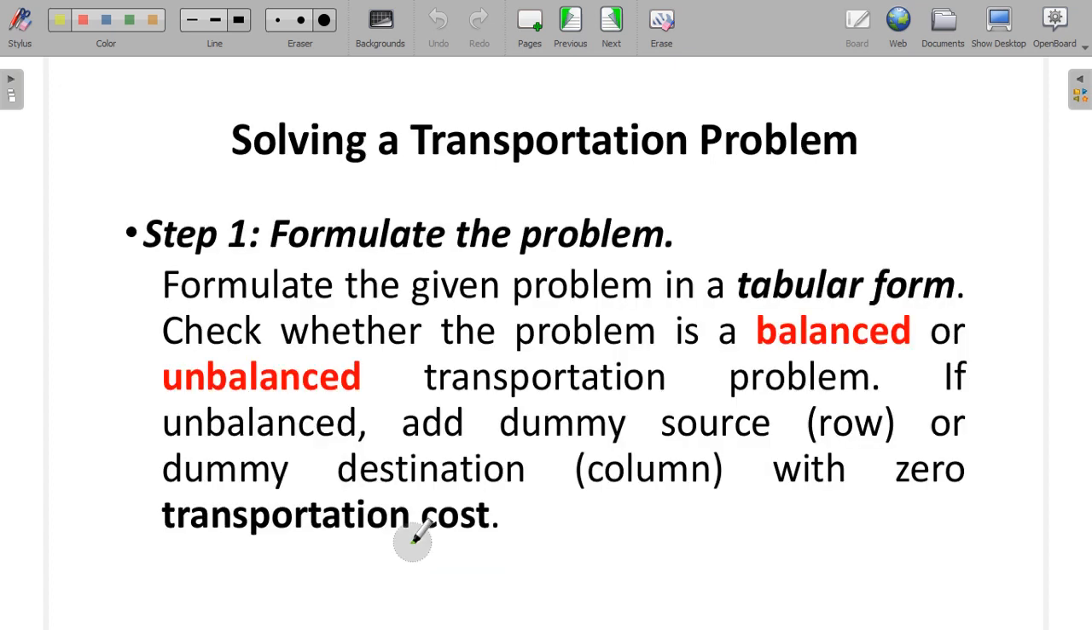Now, after observing how we can develop a mathematical model for transportation problems, let's see how we can solve them. Basically we have formulated the table, but before starting to solve a transportation problem, make sure you check whether the problem is balanced or not. If the problem is unbalanced, you add a dummy row or dummy column. That means you add a dummy source or dummy destination, depending on which side is unbalanced. Whether you add a dummy source or a dummy destination, its associated cost should be equal to 0.